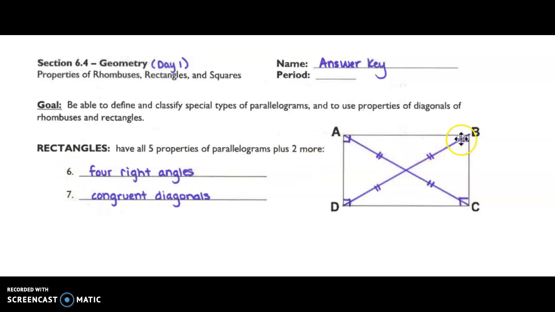4 right angles in the corners, okay? And then the diagonals are congruent. So AC is congruent to BD. If they are congruent, then they bisect each other, which again is one of the 5 properties we know.